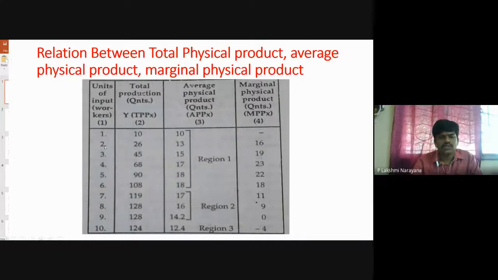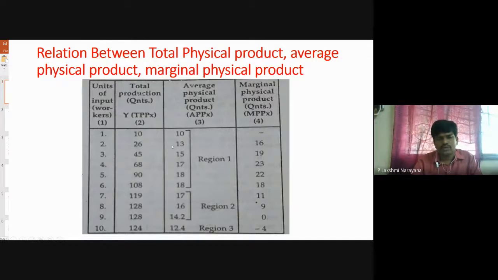Again, the farmer wants to increase another labor, second labor. Then 2 labors. Total production increased from 10 to 26. Then the average physical product is 26 divided by 2, that is 13. So if you want to calculate marginal physical product, 26 minus 10, that is 16.